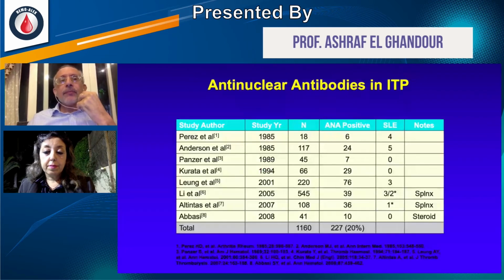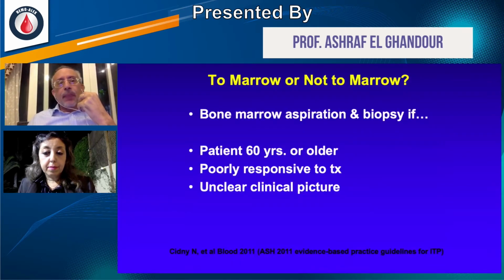What about antinuclear antibodies in ITP? Yes, you must exclude it because you may have a lot of ANA-positive cases. And as we see here, from 18 cases, we can find 4 cases that developed systemic lupus later. So you must exclude antinuclear antibodies in ITP.